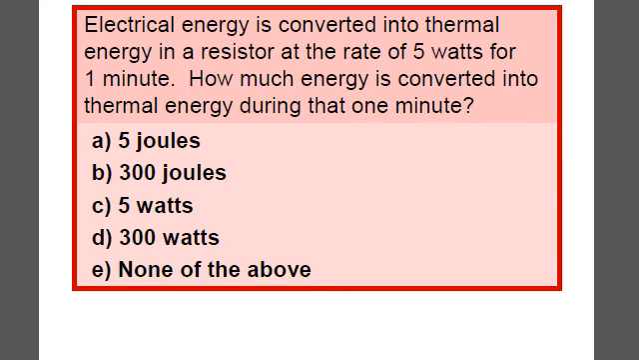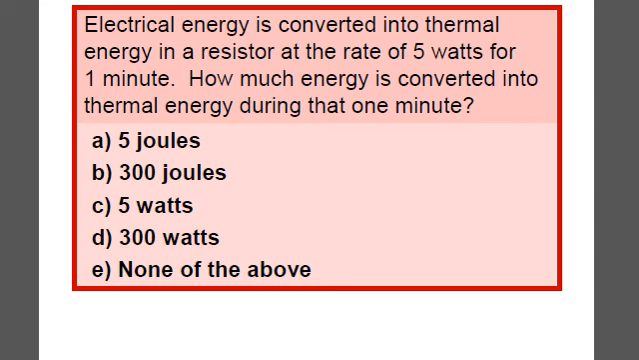Okay, next question. This time it's the same situation, but they want to know how much energy is converted into thermal energy. Now, the power is the rate at which energy is converted. In this case, that's how many joules per second of energy is being converted into thermal energy in the resistor. Well, the power is thus 5 joules per second, and it's a constant value of power.